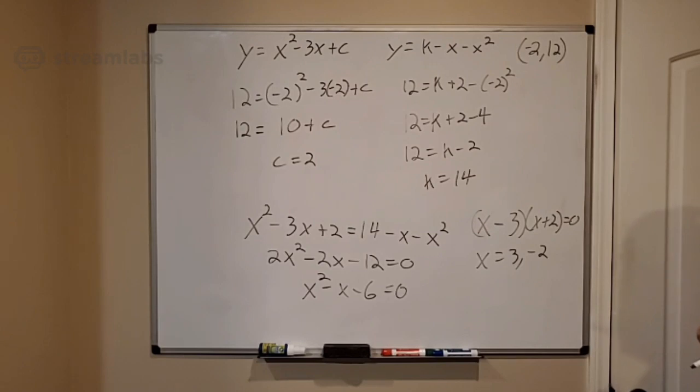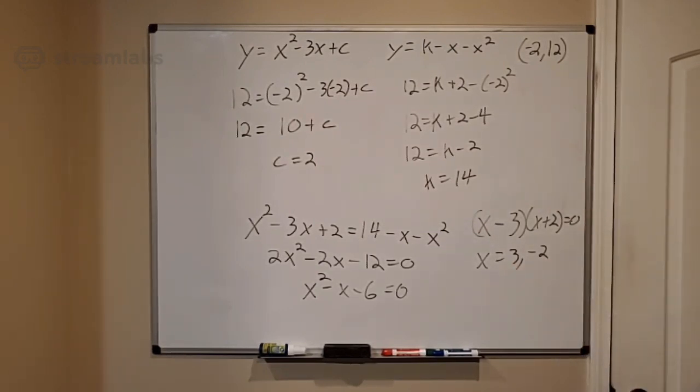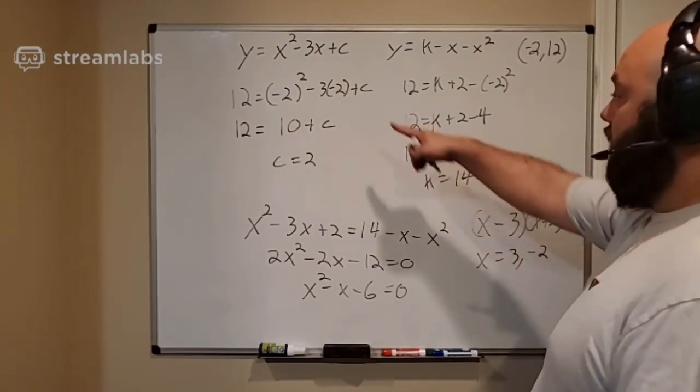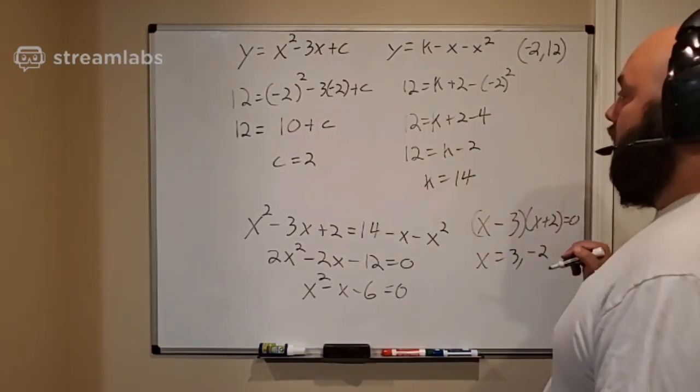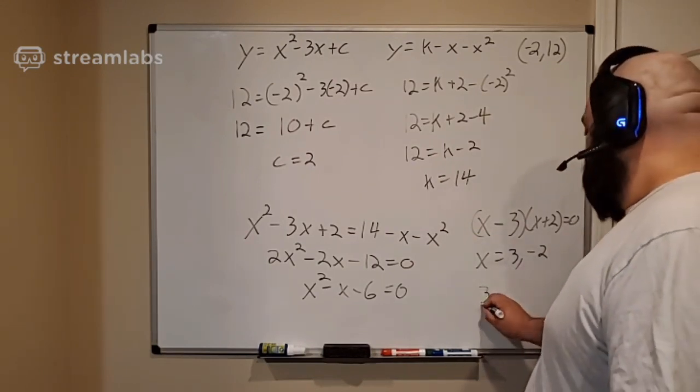I think it does ask for the coordinate. Find the other point. So I need the y value as well. So just plug it into whichever one. I'll plug it into the first one because I like that one better. So 9 minus 9 is 0 plus 2. So 3, 2 is your other point.